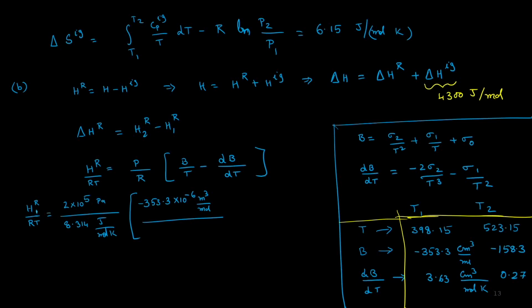So I'm going to write it. The first condition is 398.15 Kelvin minus dB over dt, which is 3.63 centimeter cube per mole Kelvin, so it's going to be 10 power minus 6. Since we have put 10 power minus 6, it's going to be meter cube per mole Kelvin. So this is meter cube per mole, this is Kelvin, this is meter cube per mole Kelvin, and then everything else balances out here. I can calculate HR over RT.